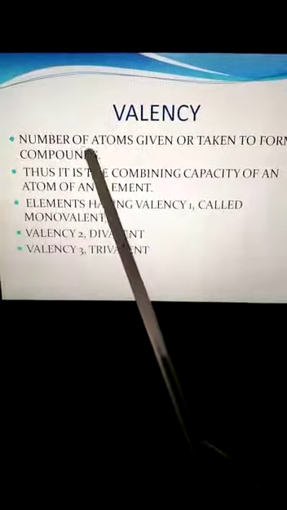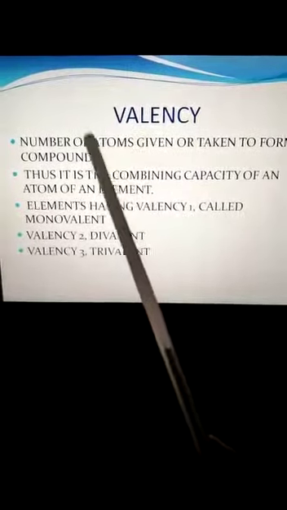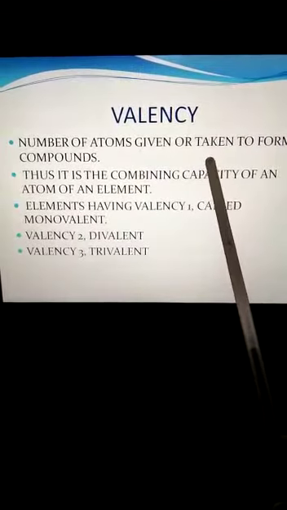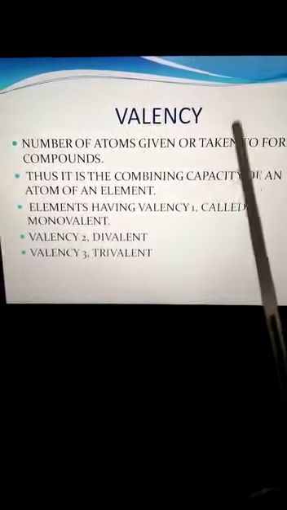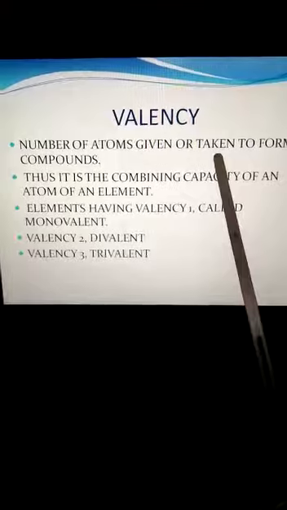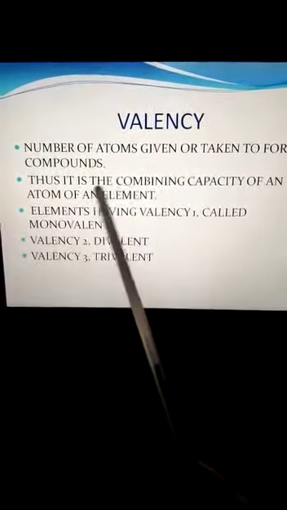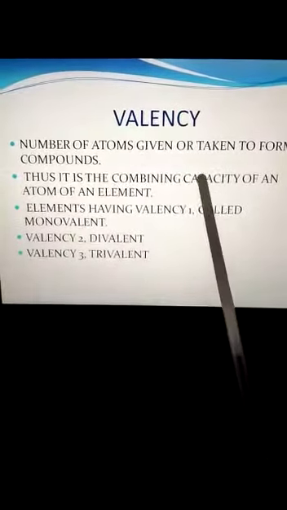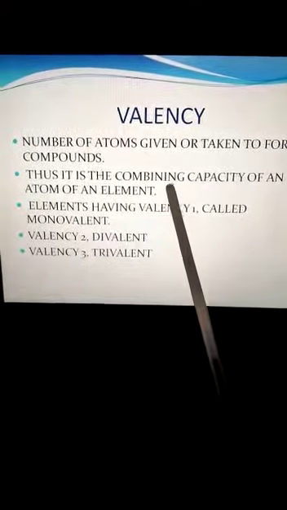As I told you, sodium has valency +1, which means it can give one electron to the other atom. Chlorine -1 means it can accept one electron from the other atom. Thus, valency is the combining capacity. Valency helps the atoms of elements to combine to give a new compound.